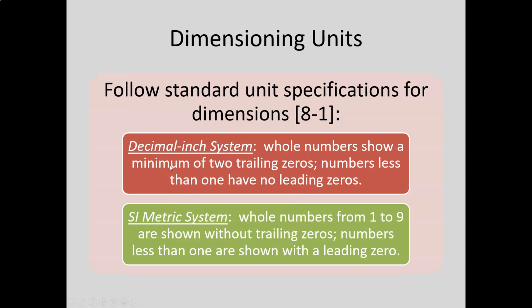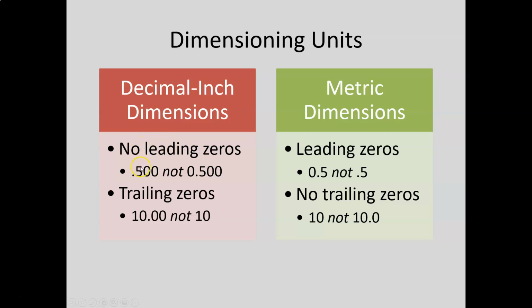All right, a couple things that, frankly, are more important if we're doing tolerances, but there is a difference in the way the dimensions appear in the decimal inch system or the metric system. In the decimal inch system, we show trailing zeros. In the metric system, we do not show trailing zeros, but we show leading zeros. So basically, in the decimal inch system, you'll see a .500, not a .5, and we have trailing zeros. So 10.00, that's correct, not 10.